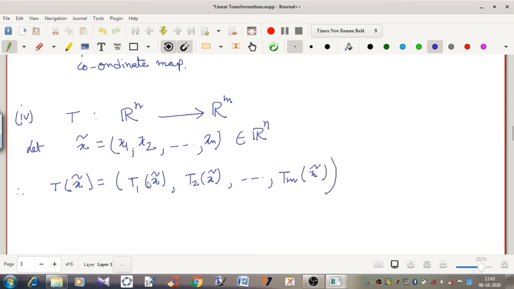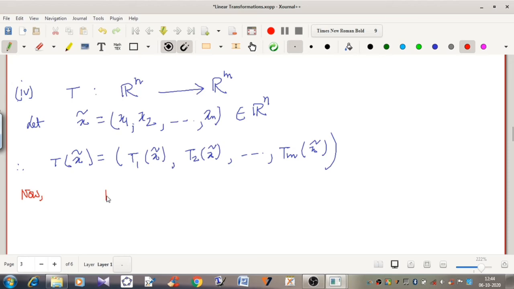Because anything we write as the first coordinate actually depends on the vector x tilde. Again, anything we write as the second coordinate again depends on x tilde. So obviously the first coordinate or second coordinate or mth coordinate of this m-tuple is a function of x tilde. So we can write T of x tilde as T1 of x tilde, T2 of x tilde, ..., Tm of x tilde.